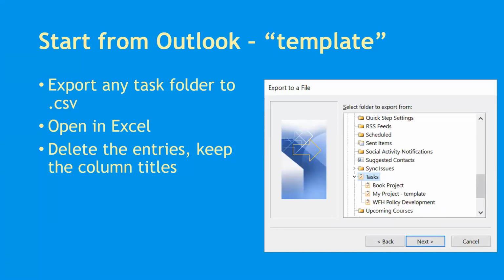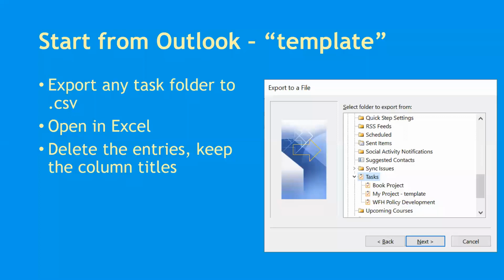We're going to export tasks. So you're going to go to File, Import, Export, export to a file. You're going to choose CSV and make sure that you have selected your tasks folder. Now, in my case, when I did this from tasks, I had to scroll down quite a bit to find tasks. Don't just let it default. Make sure you've selected tasks.